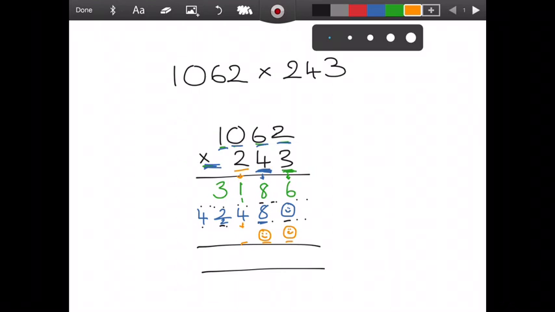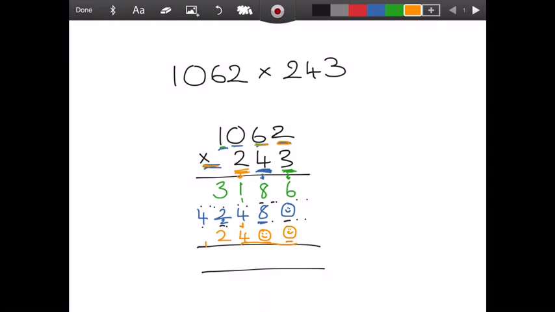On now to our hundreds. 2 times 2 is 4. And we can check there our placeholder zeros are in the right place by thinking that really what we're doing is 2 times 200, and we can see there our 400 as the answer. So moving on, 6 times 2 is 12. 0 times 2 is 0, but we have our 1 there, and 1 times 2 is 2.